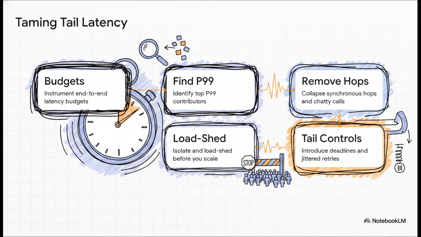Here is your pragmatic playbook for engineering a predictable request path. Step 1. Instrument end-to-end budgets. Put strict deadlines on your requests so timeouts don't cascade. Step 2. Find your P99 contributors using distributed tracing. Step 3. Remove avoidable network hops. Co-locate those hot dependencies. Step 4. Add tail controls like jittered retries to smooth out traffic spikes. And Step 5. Isolate and load shed before you scale. Bound your queues, apply back pressure, and fail fast.